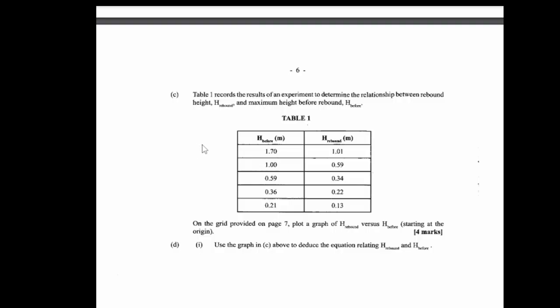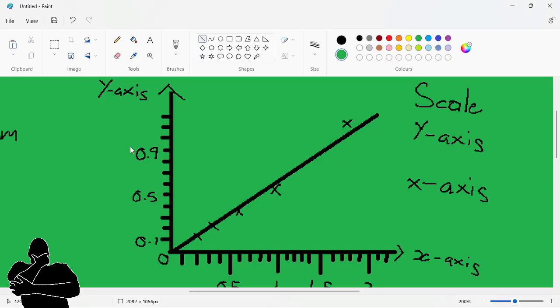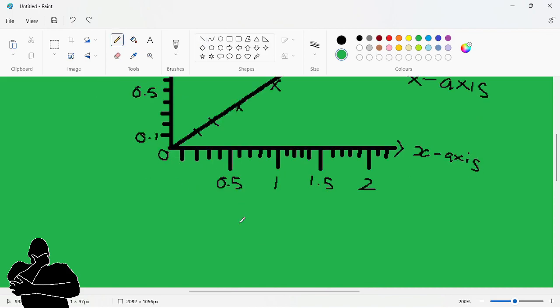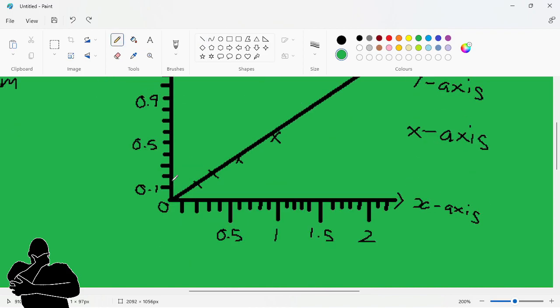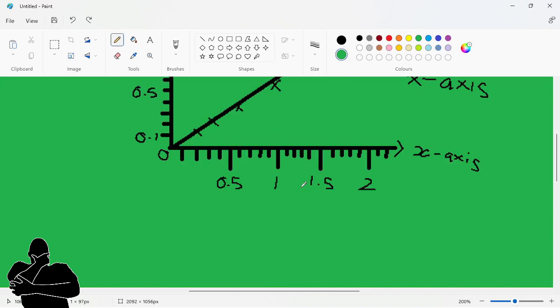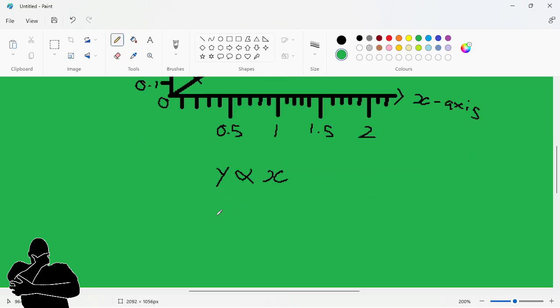It says use the graph in C above to deduce the equation relating H rebound and H before. Now H rebound is over here and H before is down here. When you have a straight line like this, it basically means whatever is on the y-axis is proportional to whatever is on the x-axis. So y is directly proportional to x, and that means we can replace the proportionality sign with a constant. So y is equal to a constant times x.